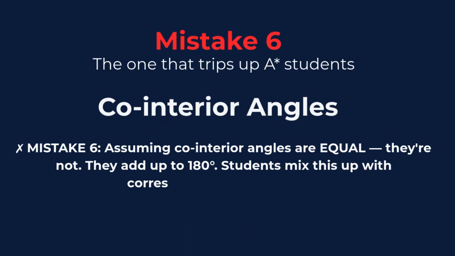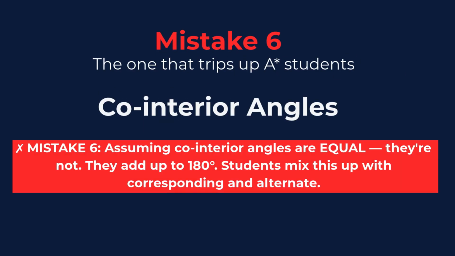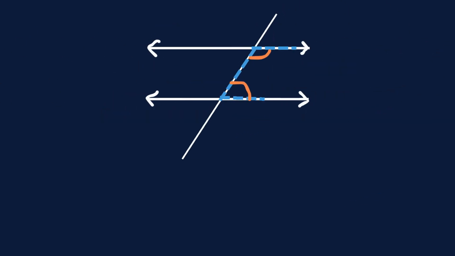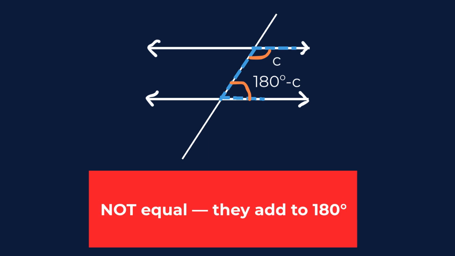This is also called allied angles or C-angles. And this is the one that trips up even the strongest students, because it's the odd one out. Co-interior angles are both between the parallel lines and on the same side of the transversal. They form a C shape, or a U shape, depending on which way you look at it. And unlike alternate and corresponding angles, co-interior angles are not equal. They add up to 180 degrees.